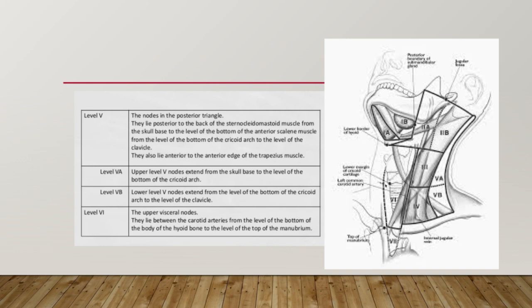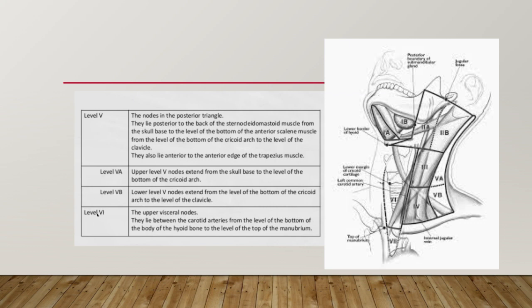So, the cricoid is a landmark here for both the anterior group as well as the posterior group, which defines levels 3, 4 as well as 5. The group of lymph nodes found in the posterior triangle extending from the base of the skull to the lower level of the cricoid cartilage is grouped as 5A, whereas that which lies between the clavicle and the lower border of the cricoid cartilage is level 5B.